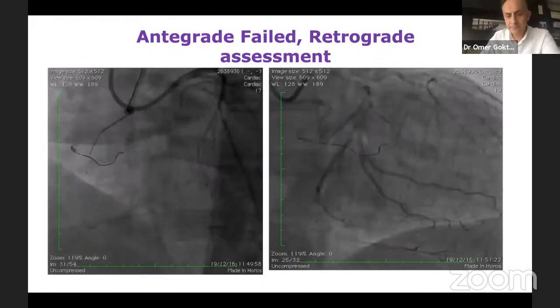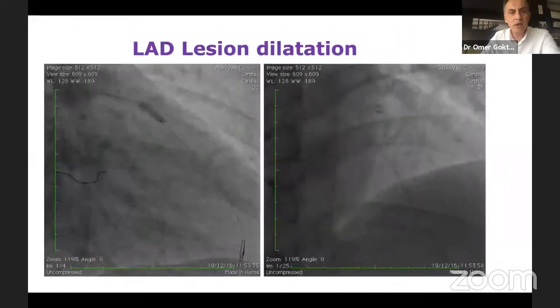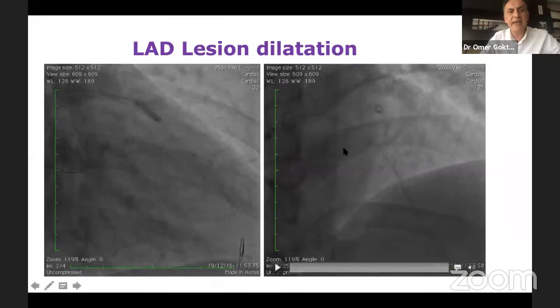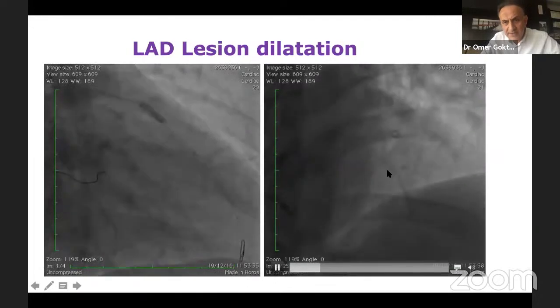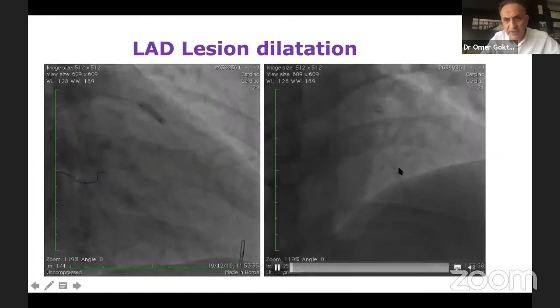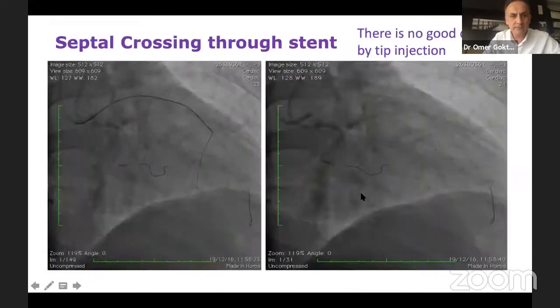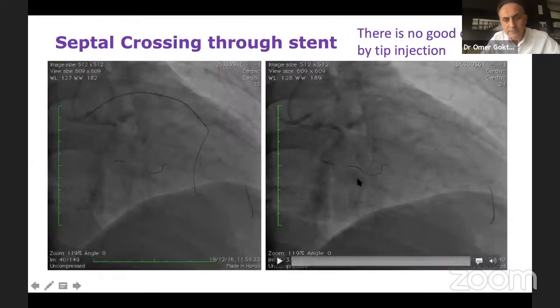Anyway, this is the collateral evaluation. We don't see actually nice collateral here. We did LAD dilatation first, and then after that we see septal collaterals here. It may go down, but we are not that sure. So we tried to go that one, and with the wire, first we wired that septal with the very small wire, the XT, and then we did tip injection.